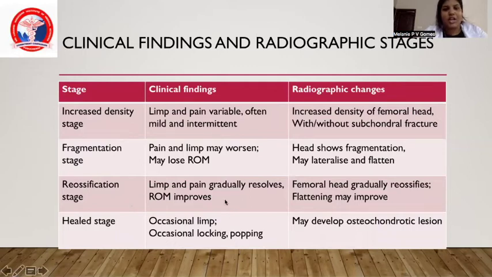Reossification stage: limp and pain gradually resolve, and the ROM improves. The femoral head gradually reossifies, and flattening may improve. Healed stage: there's occasional limp, occasional locking or popping, and on X-ray we see they may develop osteochondritic lesions.